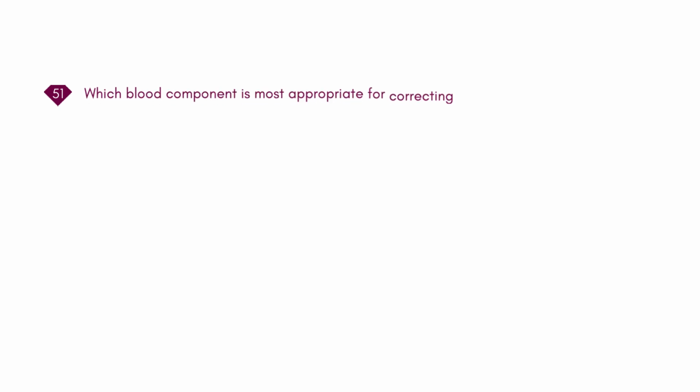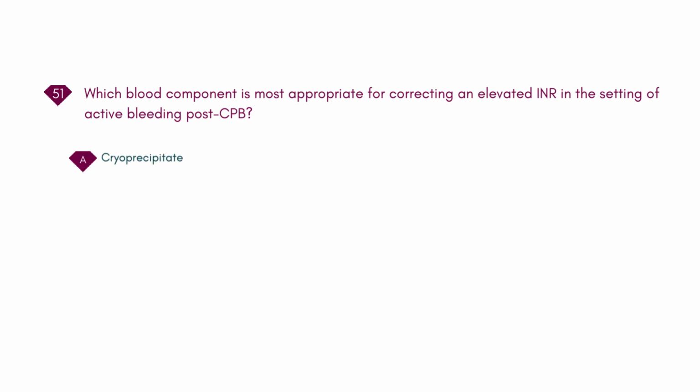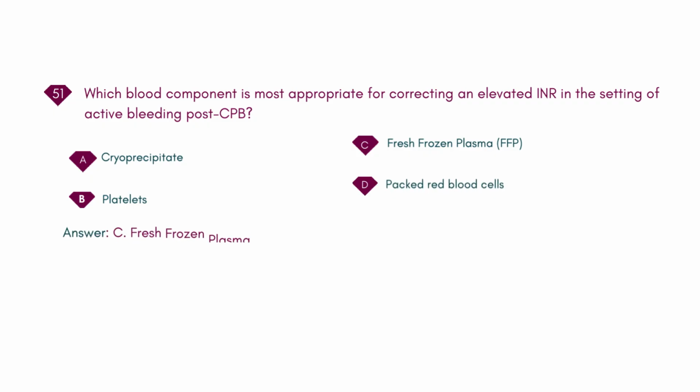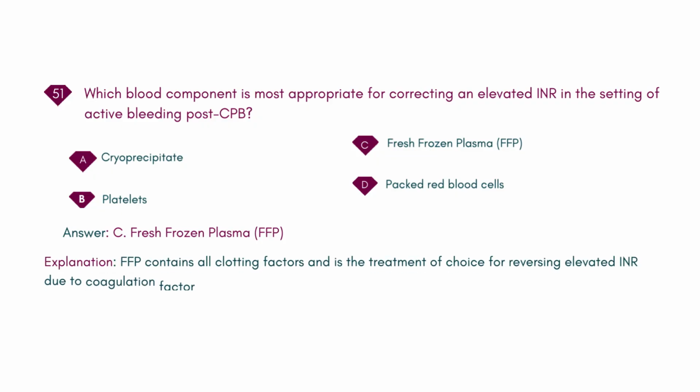Which blood component is most appropriate for correcting an elevated INR in the setting of active bleeding post-CPB? A. Cryoprecipitate. B. Platelets. C. Fresh frozen plasma, FFP. D. Packed red blood cells. Answer: C. Fresh frozen plasma, FFP. Explanation: FFP contains all clotting factors and is the treatment of choice for reversing elevated INR due to coagulation factor deficiency in bleeding patients.